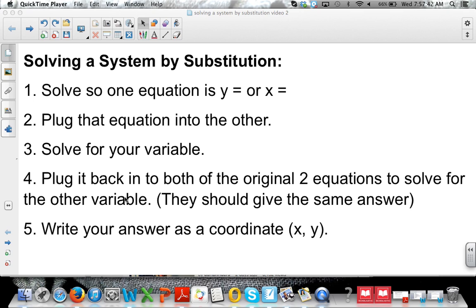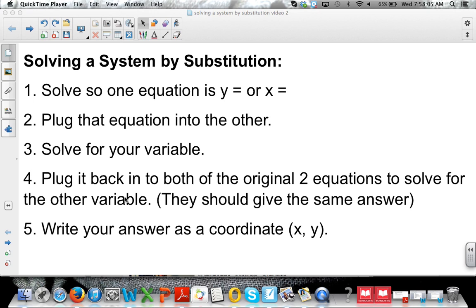And then once you figure that one out, x or y, then you're at step 4. You're going to go plug that number back into both of your original two equations to solve for the other variable. And I want you to plug it into both equations because you got to make sure that you get the same answer from both equations, because that's the whole point. We're solving for where do these lines cross, and so they need to cross at the same point. Like, you got to get the same answer because they're only crossing at one point.